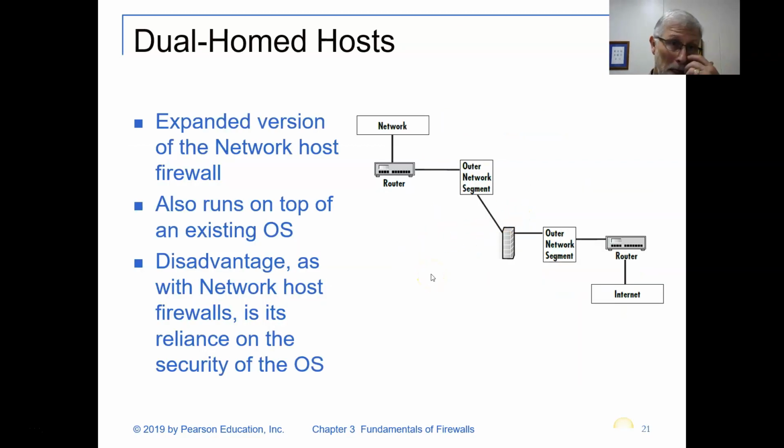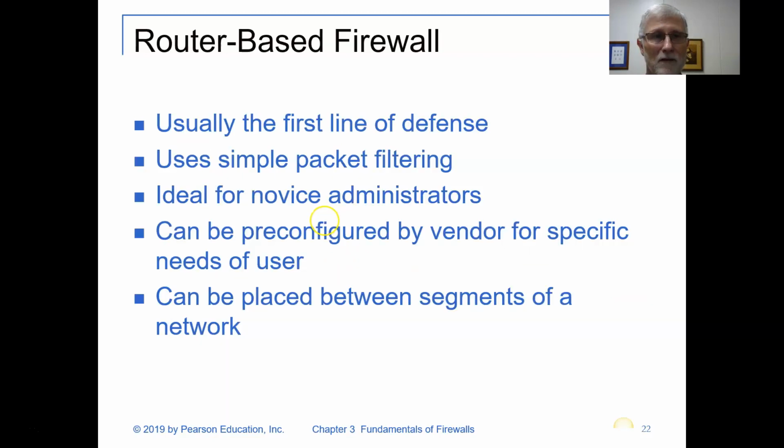Now, a dual homed firewall is an expanded version of a network host. It's an older technology, and it's only used if you've got multiple network interface cards. Your server has two ports that you're trying to take care of. It still runs on an existing operating system, but the disadvantage is that it relies on the security of the operating system. So if you're not hardening the operating system, that's a problem. The key is that it's not used very much. It has two interfaces versus one, and most people do not like this one at all.